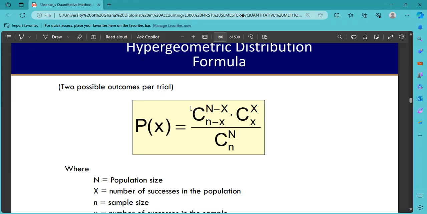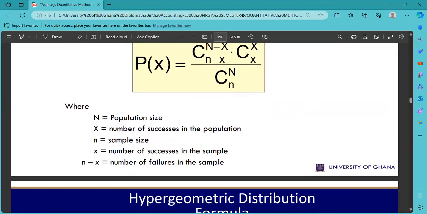Basically, I'm sure they will give us this formula in the exams, and if there's a question, you just have to punch in the values. You just have to know that the big N is the population size, the small n is the sample size, the big X is the successes in the population, and the small x is the successes in the sample, right? So we just know them and punch them in. What I've realized so far is that, apart from formulating the word problems, quantity is basically formulas.